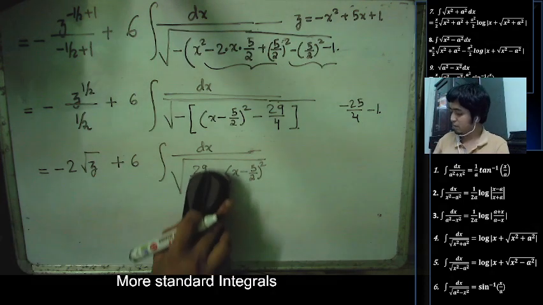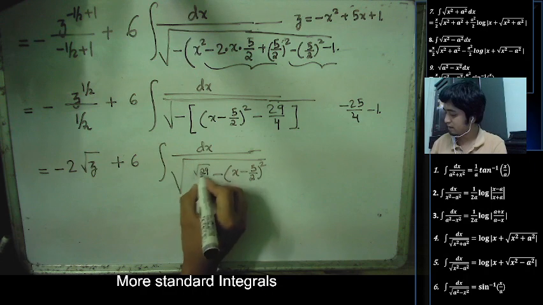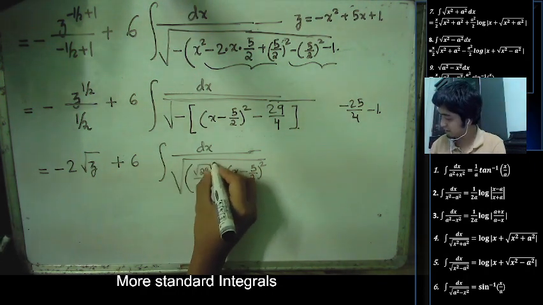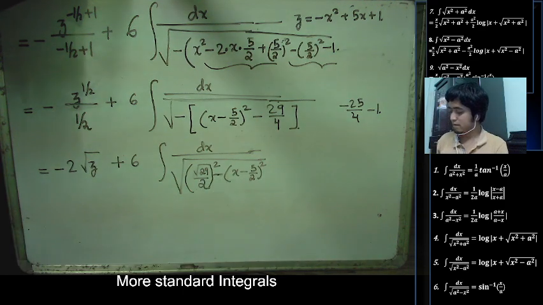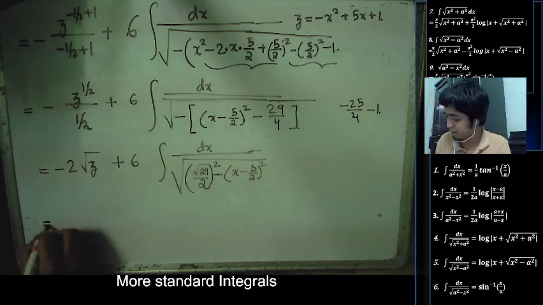Okay, but 29 by 4 can be written as (root 29 upon 2) whole squared. So now what do you need to do? You just see that it is similar, again, to formula number 6. So you will need to use formula number 6. I will write it down.